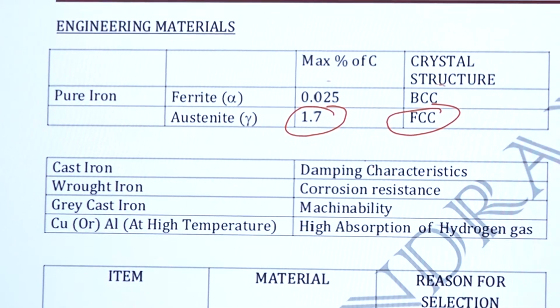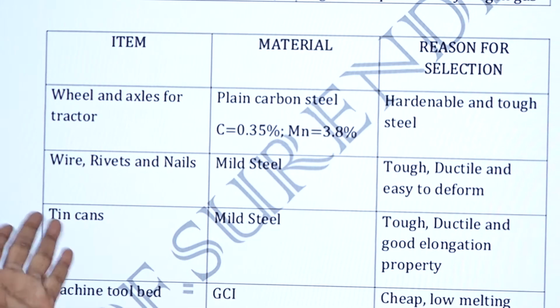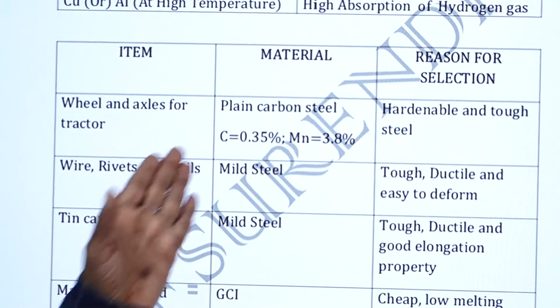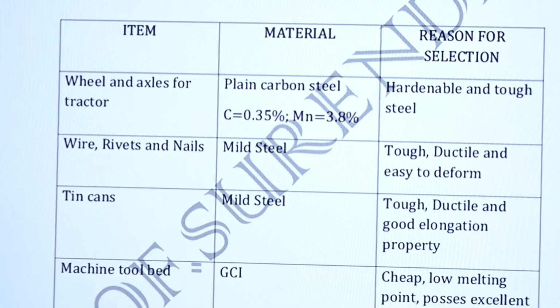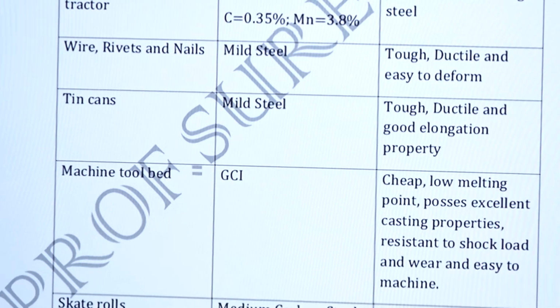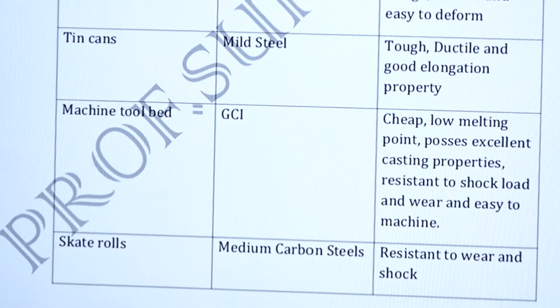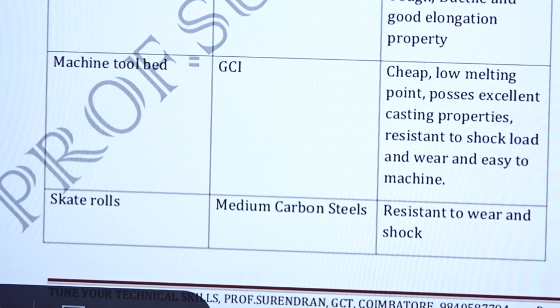So we are having some products and materials. Wheels and axles of tractors are made of plain carbon steel. Wire and rivets are made of mild steel. Tin can is made of mild steel. Machine tool bed, the lathe bed, is made of grey cast iron. And skate roll, the roll we skate on, is made of medium carbon steel.